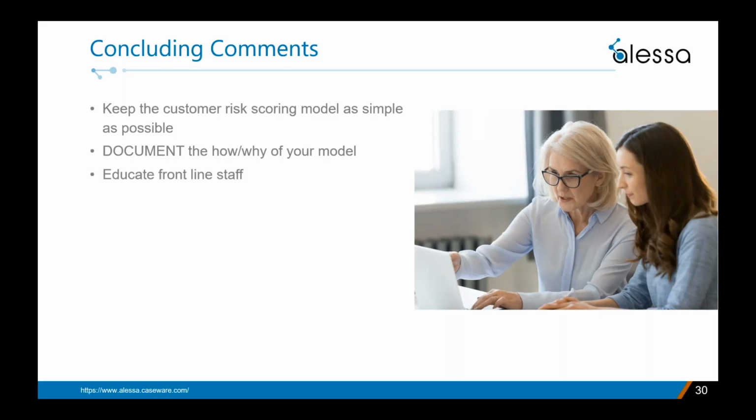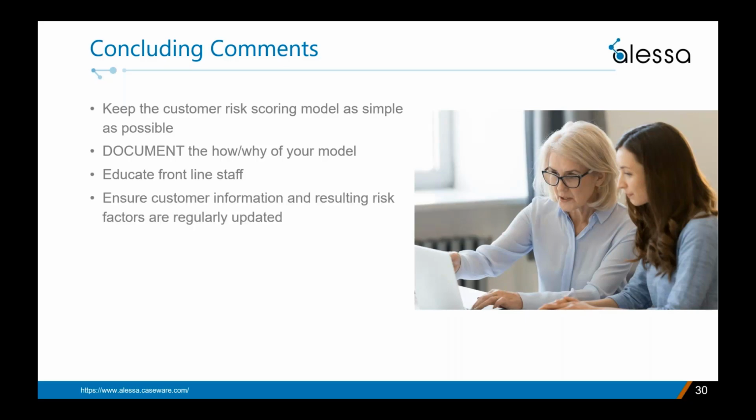And along those lines, be sure to educate your frontline staff about customer risk factors so they understand how to help protect the institution and even do a bit of the due diligence themselves. It's important that they understand not just what the risk factors are, but also why. This helps them better understand money laundering risks in general.